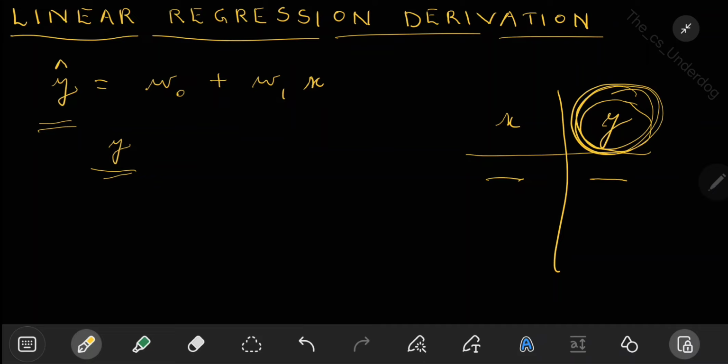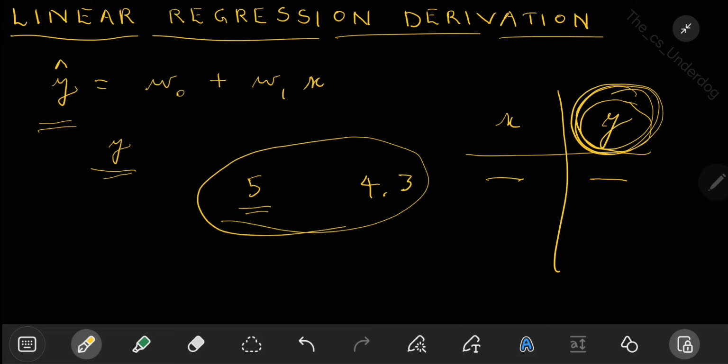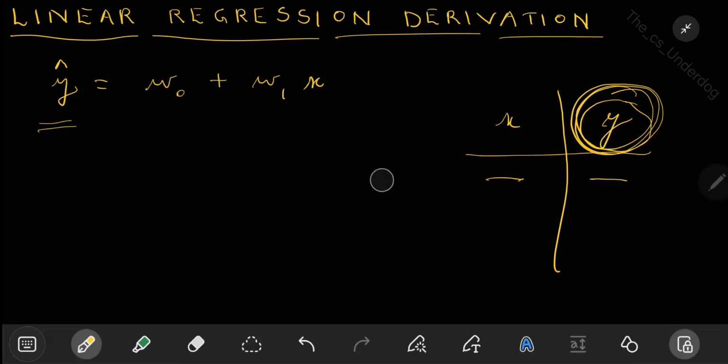That is, let's say actual value of y is 5 and what you predicted is, let us say, 4.3. So there is an error because actual value was 5 but what you predicted is 4.3. So you have to see this error and you want to find the way to minimize this error as much as possible. That's the whole idea of linear regression.